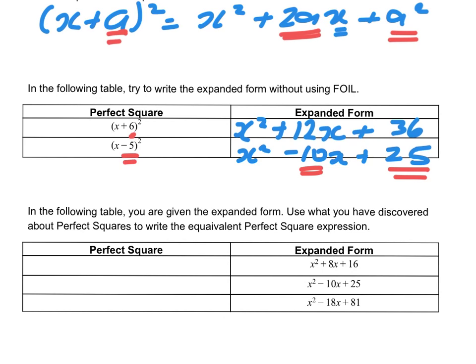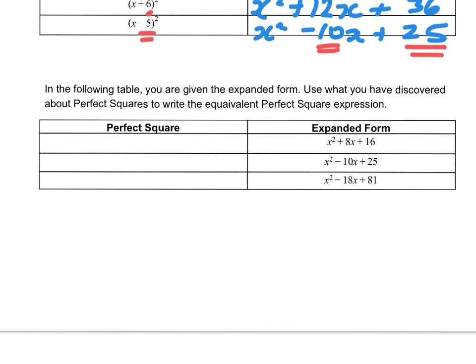So let's work backwards from that. Here you're given the expanded form, and you want to write it as x plus something squared. So we're looking for a. a is half of this number, because 2 times a is 8 and a squared is 16. So if 2 times a is 8 and a squared is 16, that means that a is 4. So that's x plus 4 squared, and that expands to be this.